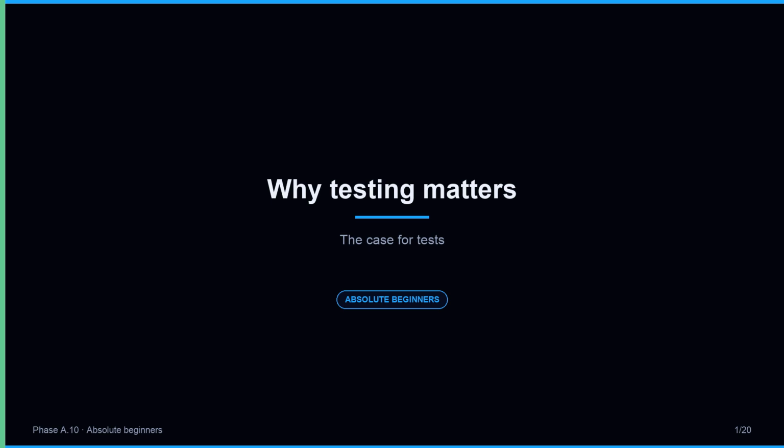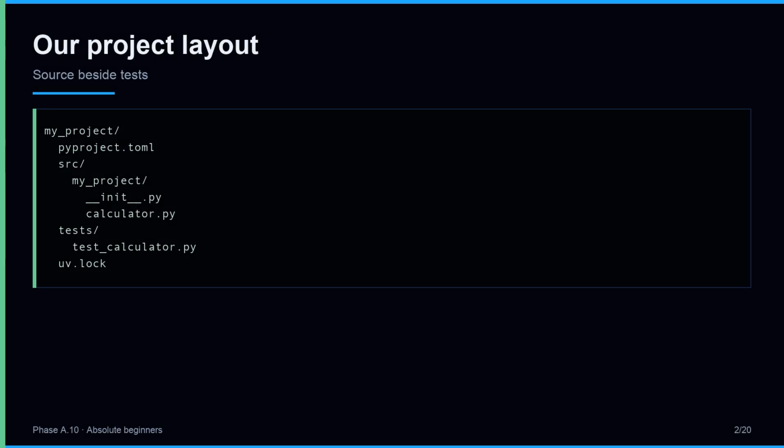In this lesson we slow down and look at what testing really means, what happens when you do not test, and what a single test looks like in Python. No frameworks yet. Just the why. Why bother at all? Here is the project layout we will use.